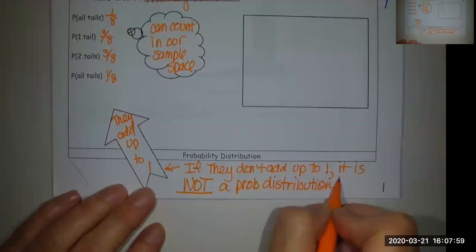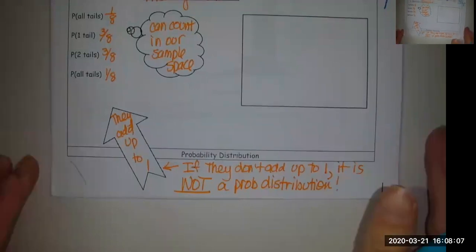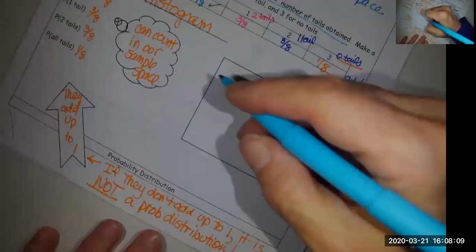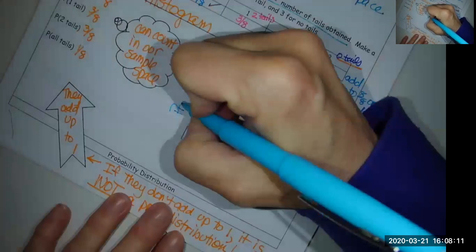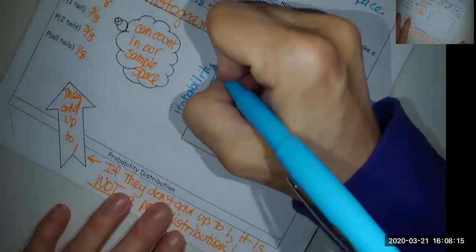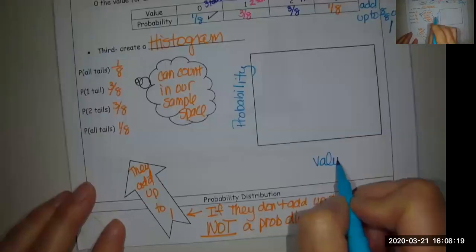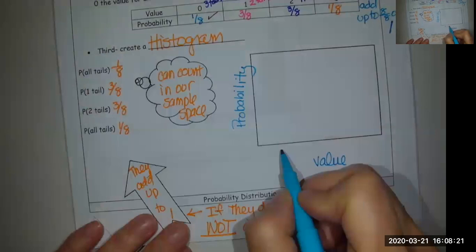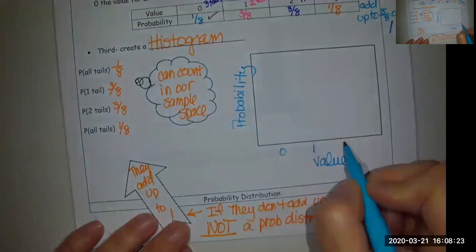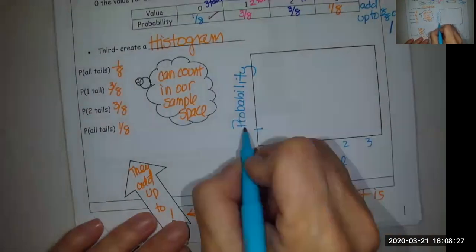So these are probability distributions. We know that probability adds up to 100%, right? So we make a little histogram. We're going to put the probability and the value. We use the values of 0, 1, 2, and 3. And then we have probabilities broken into 1/8.